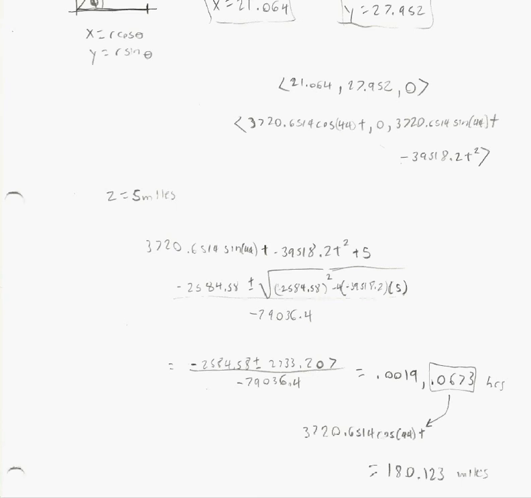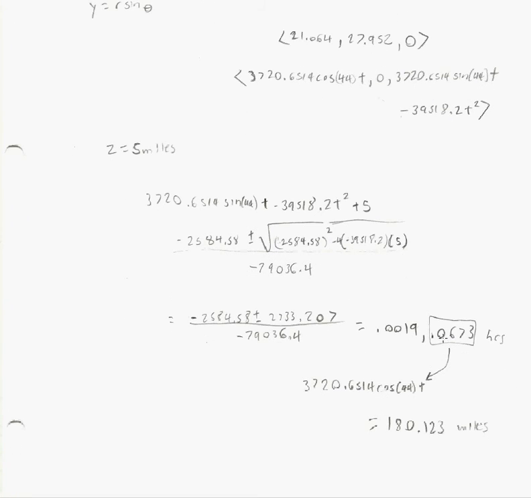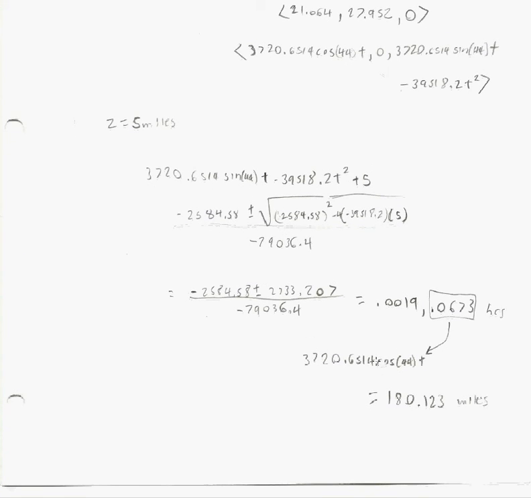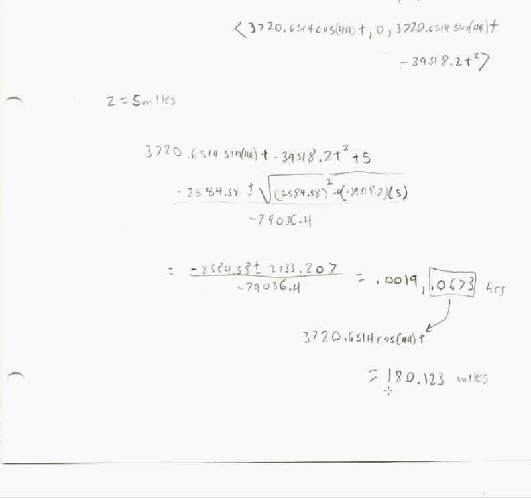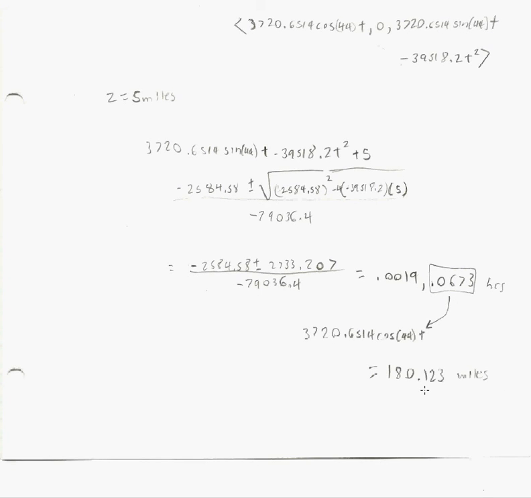So we go ahead and substitute that new time, 0.0673 hours, into our x component here, and we'll get that the enemy rocket will be at 5 miles above the town when it has traveled 180.123 miles in the x direction.